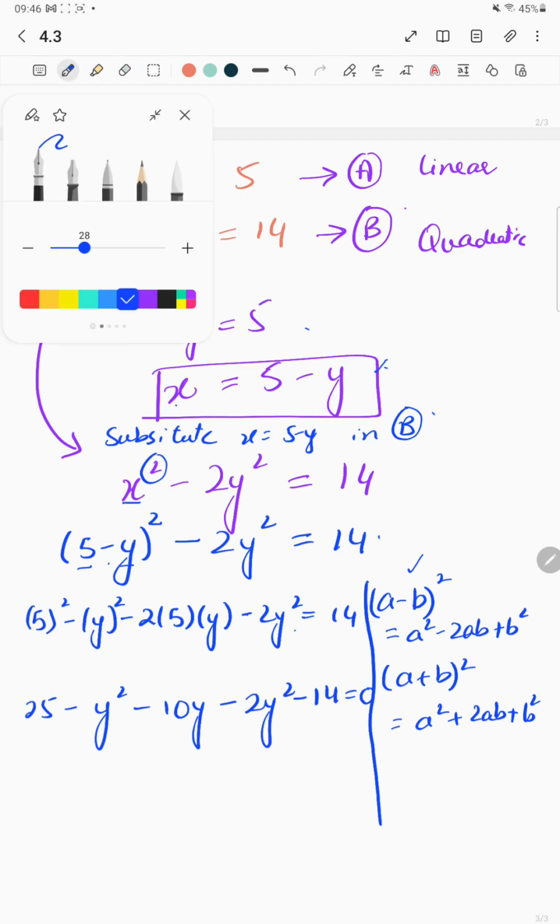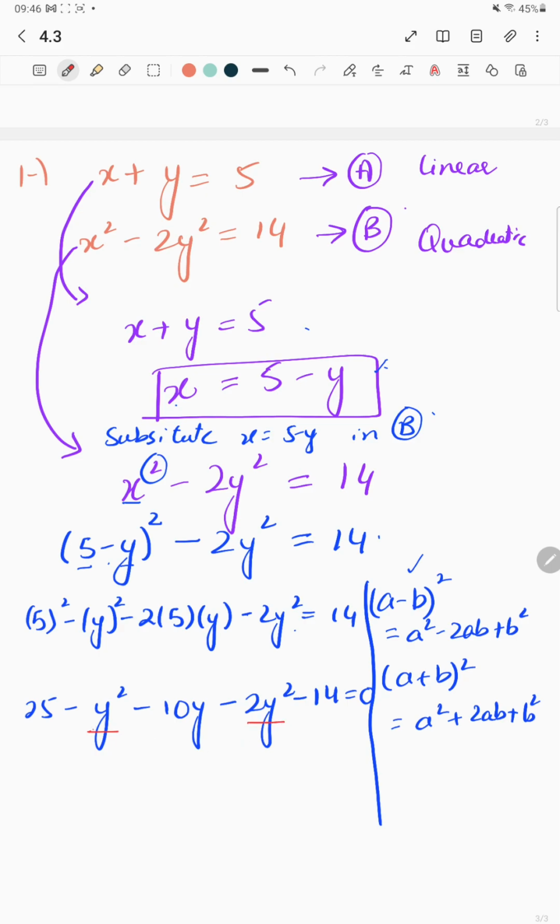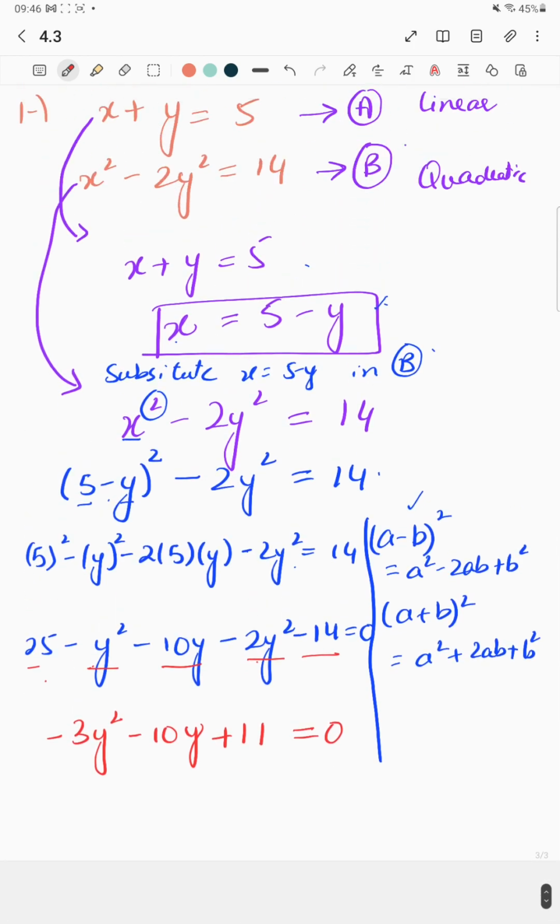So now we will make additions and subtractions. It's y square plus y square minus y square, and minus 2y square is minus 3y square, then minus 10y, and then 25 minus 14, so plus 11, which is equal to 0. So I have minus 3y square minus 10y plus 11, which is equal to 0.